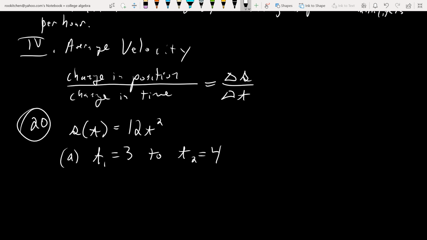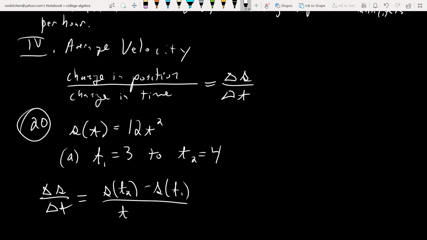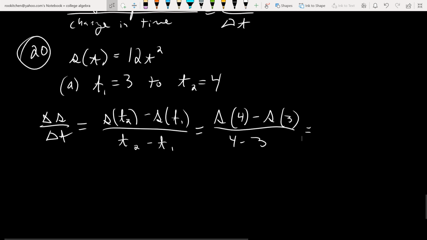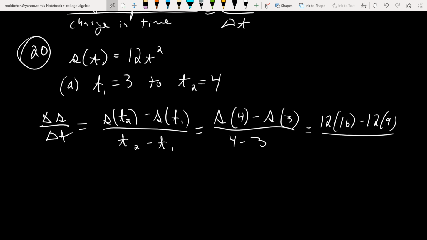Anyways, average velocity then is change in s over change in t. So it's s of t sub 2 minus s of t sub 1 all over t sub 2 minus t sub 1. So let's do our substitutions. T sub 2 in this case is 4, t sub 1 is 3, all over 4 minus 3. And then substitute into the s formula. So 12 times 4 squared, 12 times 16, minus 12 times 3 squared, which is 9. 4 minus 3 is 1.